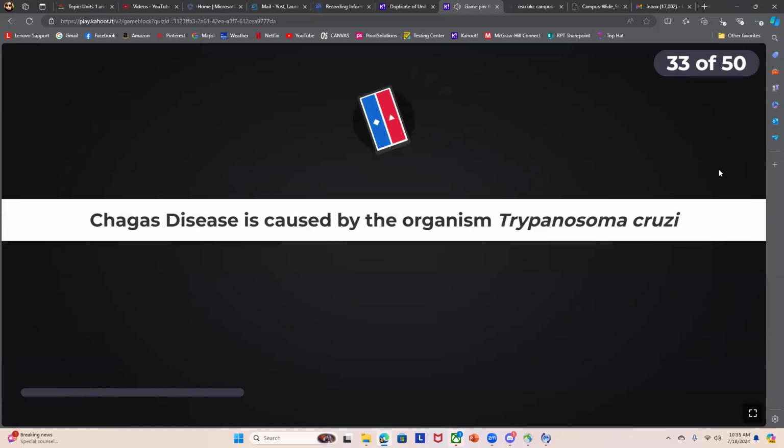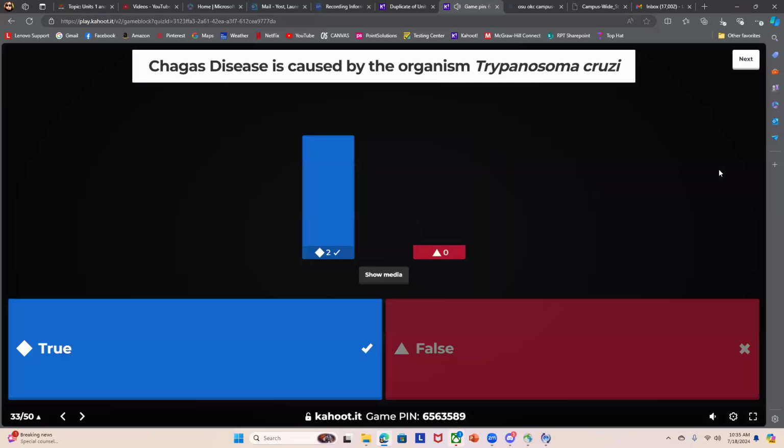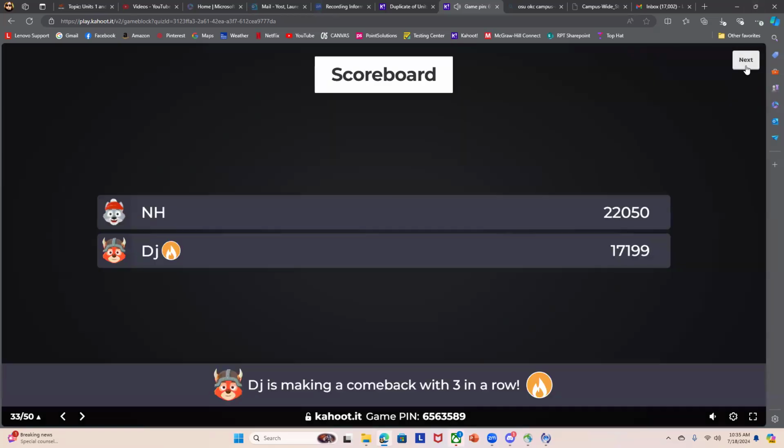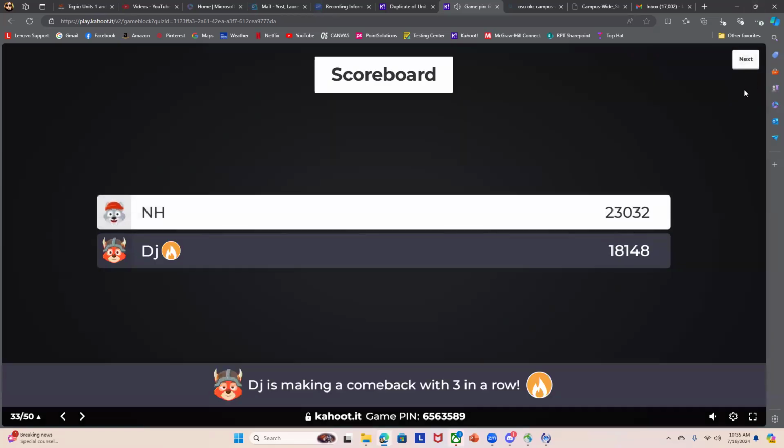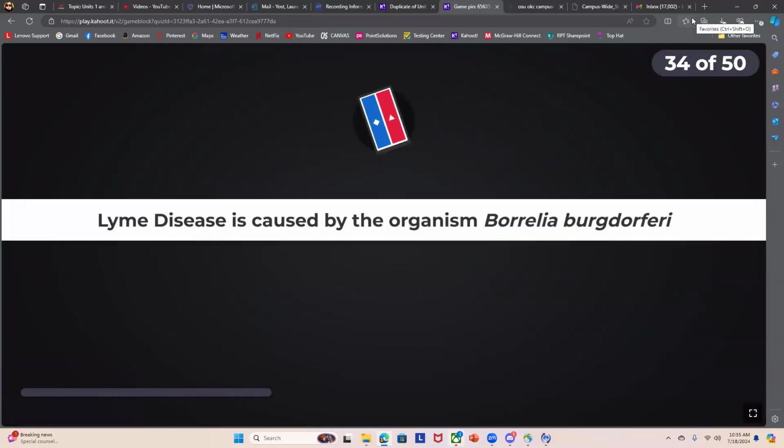All right, Chagas disease is caused by Trypanosoma cruzi. I did just say it, but whatever. This is the bug that spreads it, by the way: the triatomine bug, or the kissing bug. It bites and then it defecates, and when it defecates, the protozoa make their way into the skin and cause an inflamed area called the chagoma.